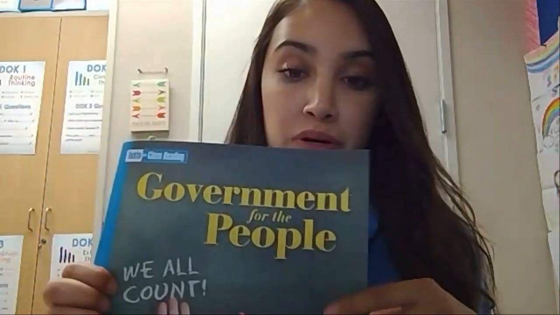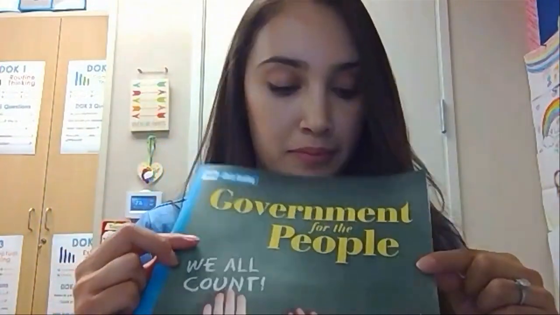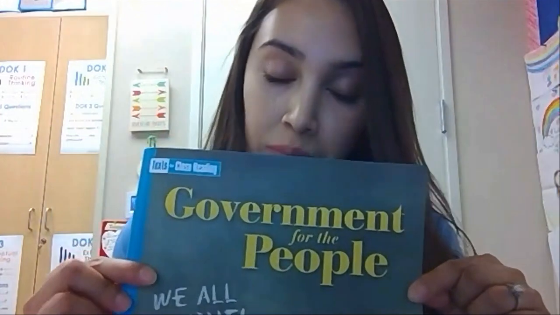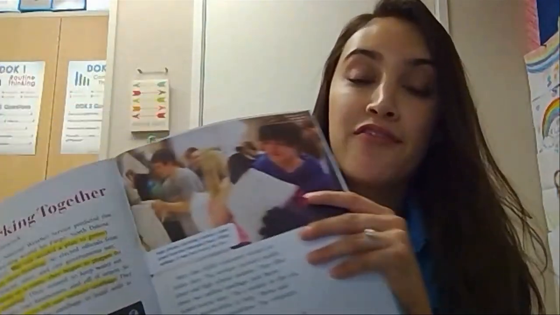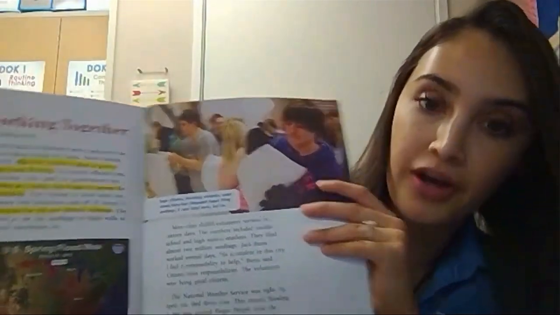Hi guys, today we will be taking a look at Unit 1, Week 1, Day 1 in our slides. For this lesson, we will be using our language arts book called Government for the People. Please make sure you have the English one because this lesson will be in English. So we will be reading the story called Working Together, which can be found on page 4 and page 5.